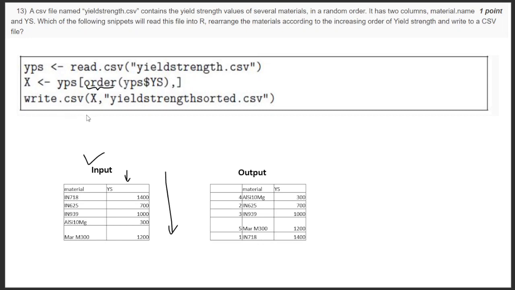Just as you give read.csv, you have to give write.csv. When you give this command, you can write whatever is there in x, and this is the name given to the newly created file, yield sorted.csv. Once you do this, a file will be created in your working directory, and if you open it, the output is like this. So it arranges in ascending order.